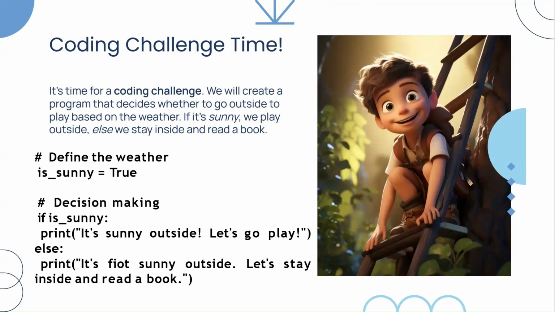is_sunny = True. Decision making is a command again. If is_sunny, print "It is sunny outside, let's go play." Else, "It's not sunny outside, let's play inside and read a book."